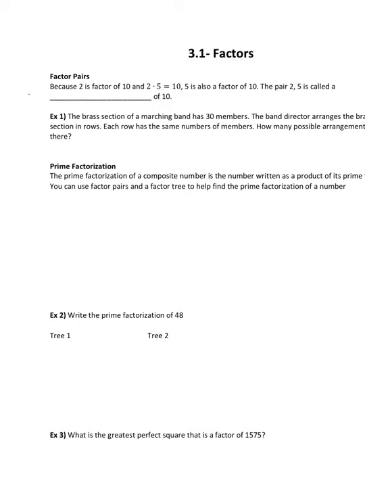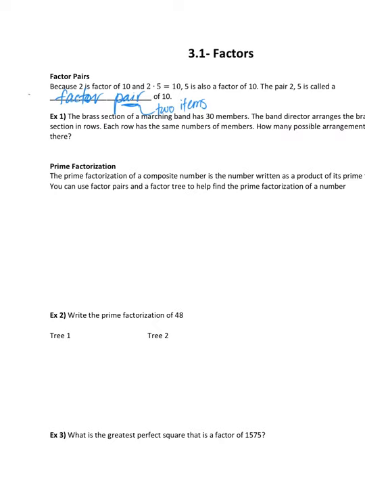All right, so we're going to take a look at 3.1 factors. Today we're going to start working with prime factorization of a number, just kind of discussing factor pairs. If we read the sentence together: because 2 is a factor of 10 and 2 times 5 equals 10, 5 is also a factor of 10. The pair 2 and 5 is called a factor pair of 10. Remember, pair is talking about two items that are the factors of a number.